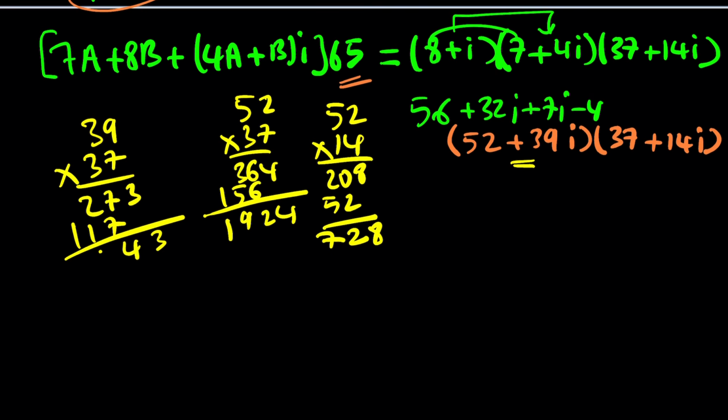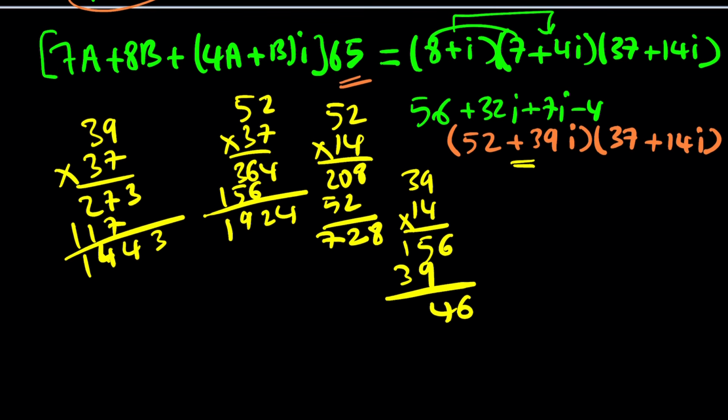Okay, 4. Come on. 1443. Okay. And then finally, I got to do 39 and 14. And then I do some subtractions. Oh my God, this is taking forever. Okay. 156, 39, 5. Okay, great. Now, we have everything we need.